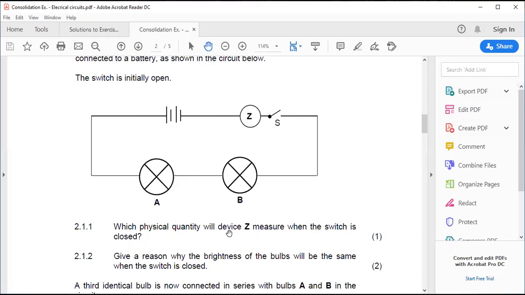So which physical quantity will this device measure? You cannot say ammeter. We need the physical quantity. So the physical quantity is current. Please be careful with this question. Z is an ammeter, it measures current.